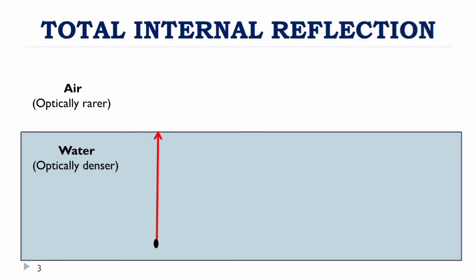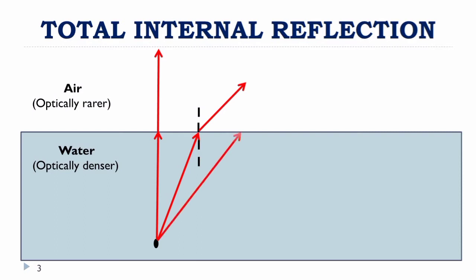A light source is kept inside water, and the light ray is traveling from the optically denser medium to the rarer medium. As you see here, the light ray is incident normally to the interface of water and air. Since the light ray is incident normally, it does not refract and it passes straight through the same path. Now another light ray is incident, and at the interface, when it enters an optically rarer medium, it moves away from the normal. A similar phenomenon occurs for the next light rays also.